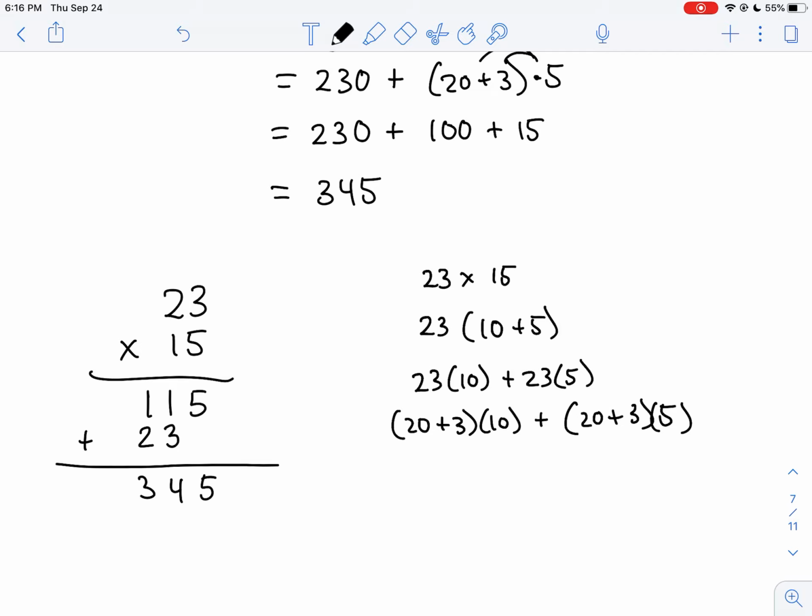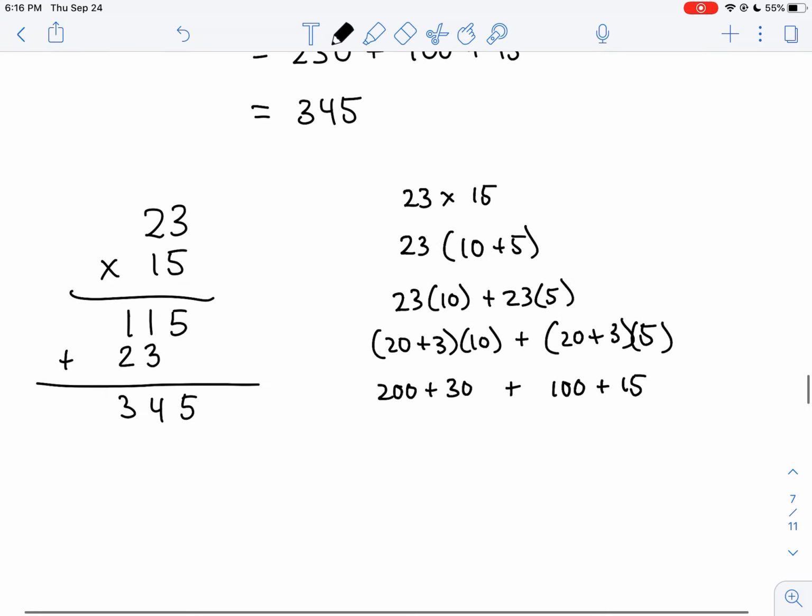Okay, now I'm going to distribute again, right? The 10 will distribute and the 5 will distribute. So we have 200 plus 30. And over here we have 100 plus 15. And we just add all these things together. We get 345.